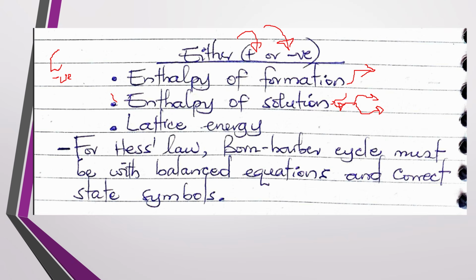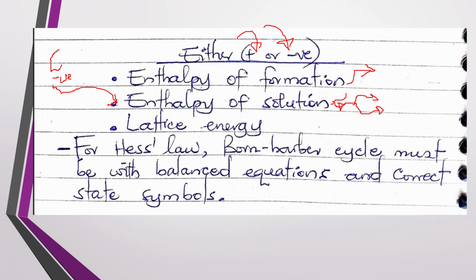When you go to part B, make sure that you change the value of lattice energy, you change the sign from negative to positive. Remember that I told you in solution we are dissolving, and when we are dissolving we are breaking bonds. So since we are breaking bonds, energy is required. So lattice energy tends to be positive.